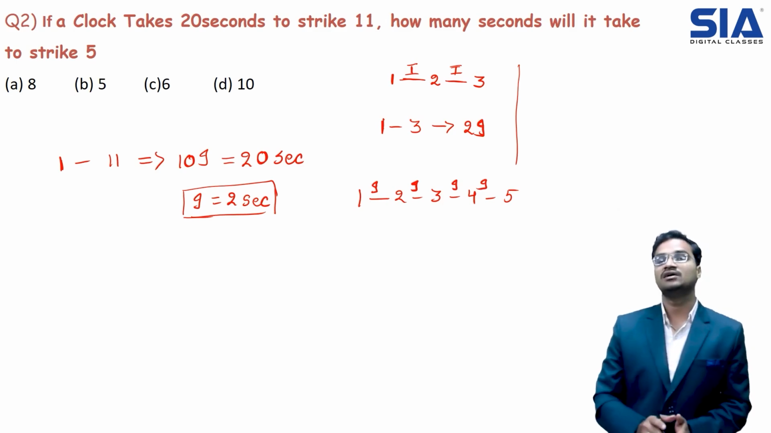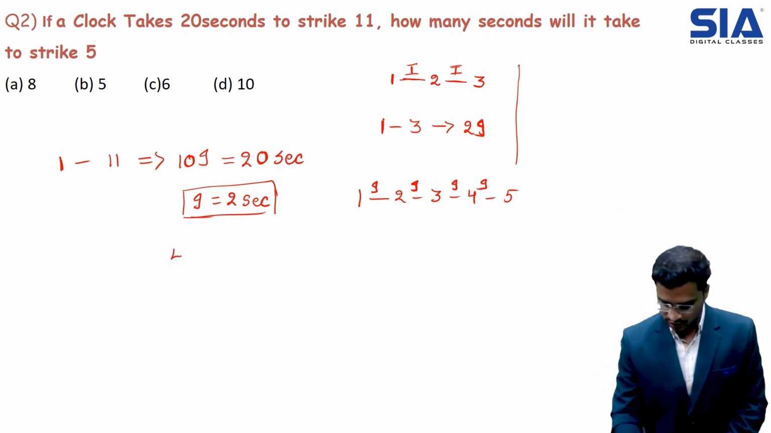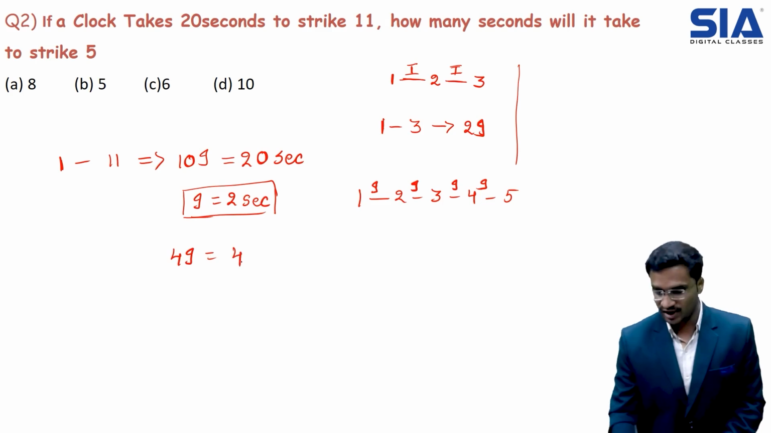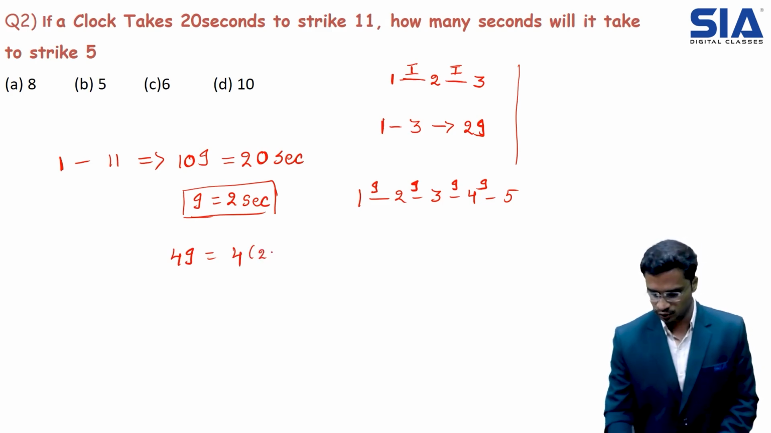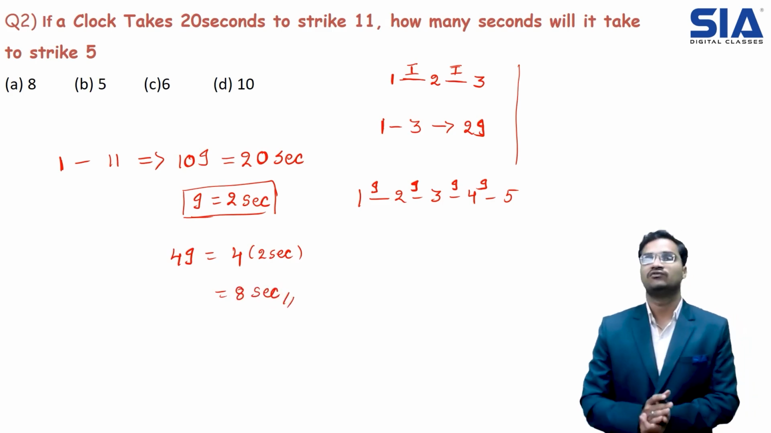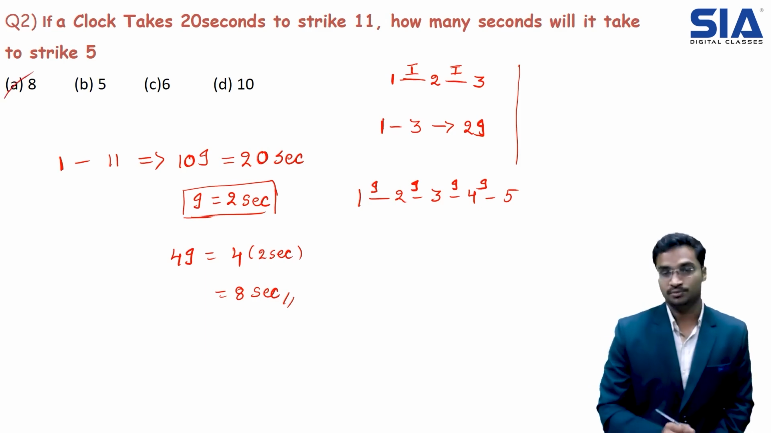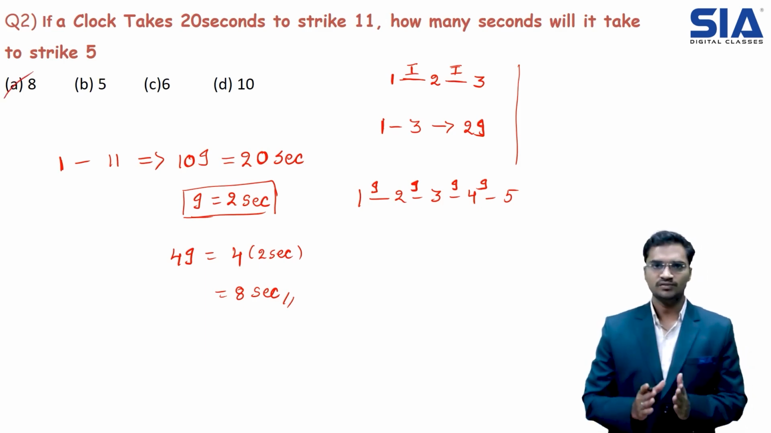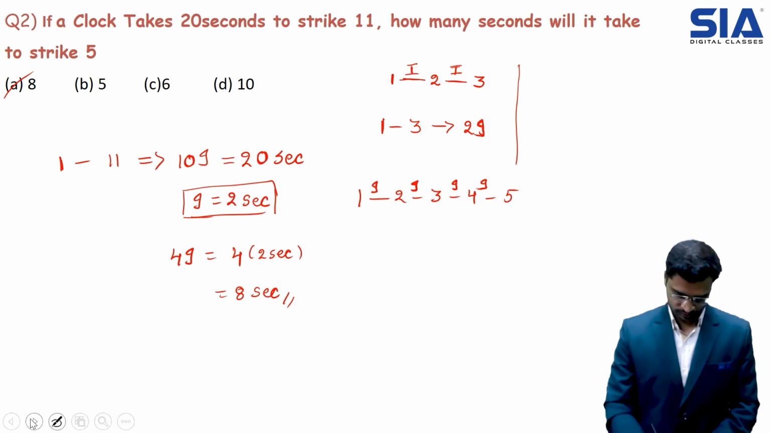Now we have to find the value of 4 intervals. So 4i. We know the value of i, i is 2 seconds. So 4 into 2 is 8. So it will take 8 seconds to strike 5. So our answer is 8, which is option A. Okay, now coming to the next question.